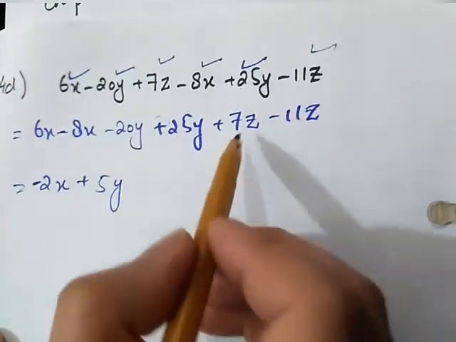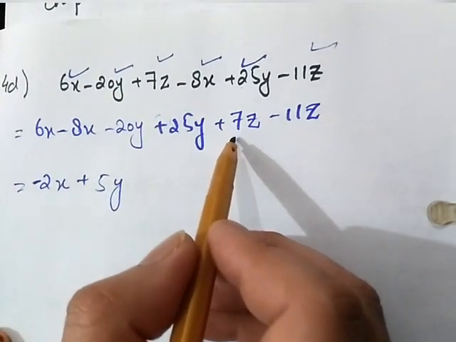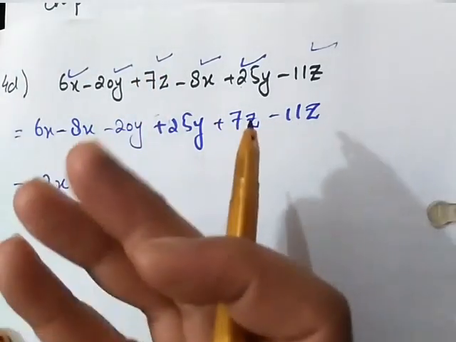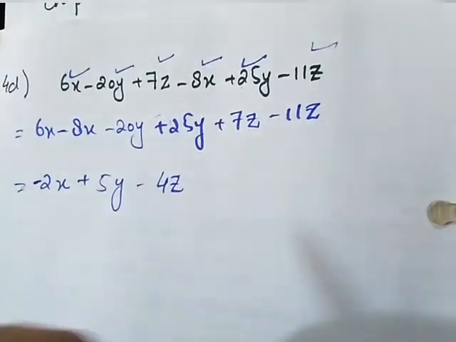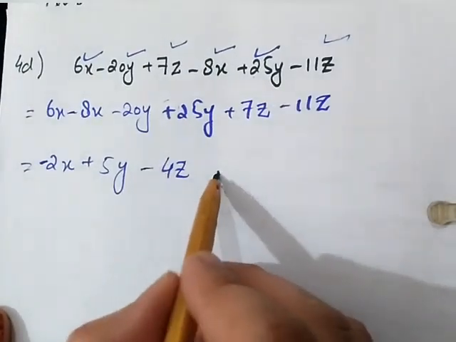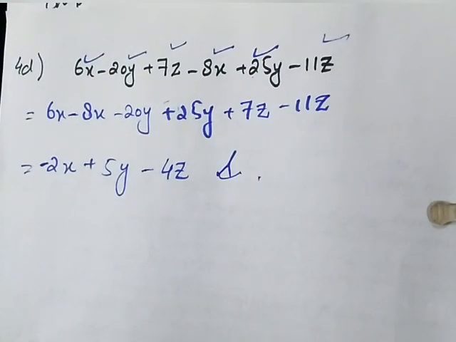Plus 5 by. Then plus 7 or minus 11, 7, 8, 9, 10, 11. Okay, 4z, and what will be the sign? Minus 4. So it is all done with part D. You can also do this calculation with a calculator, but I don't recommend it, because the more calculations you do without using a calculator, the more your mind opens and sharpens.